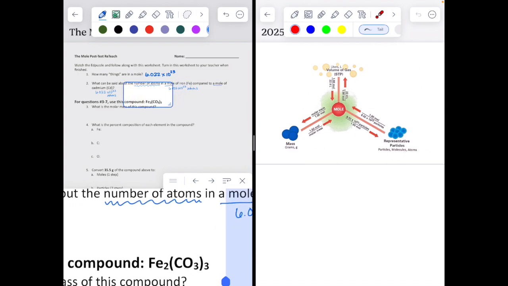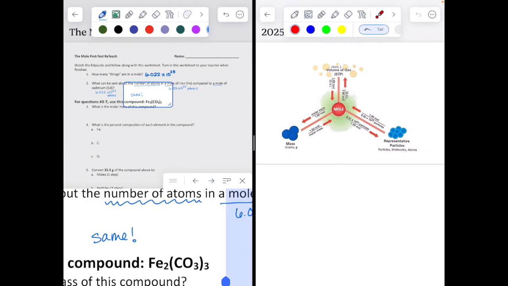Okay, and so they're the same. I have the same number of atoms. If I've got a mole of anything, I have the same number of things, because 1 mole is 6.022 times 10 to the 23rd things. So it doesn't matter the mass, it doesn't matter the volume, it doesn't matter any of that. We're just asking about the number of things, the number of atoms, the number of particles. And they're going to be the same because we're talking about 1 mole.